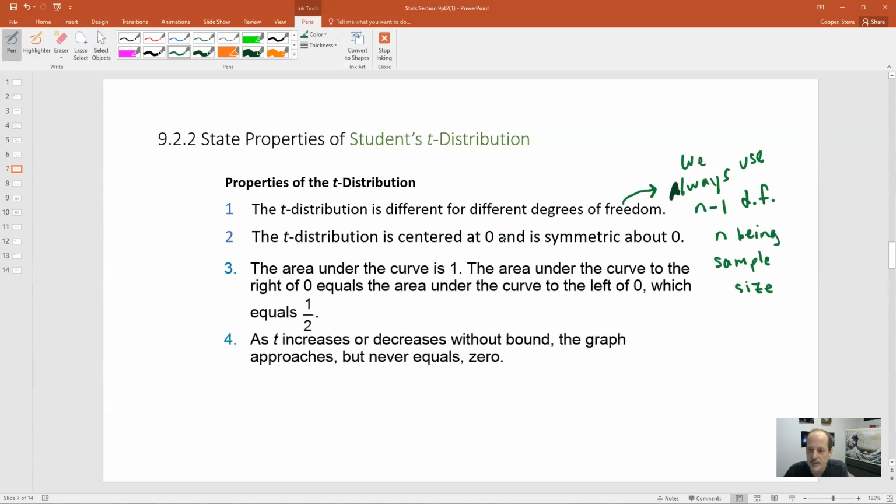Again, the t-distribution is centered at 0, and it's symmetric about 0. That's just like the standard normal, z. The area under the curve is 1, just like standard normal. The area under the curve to the right of 0 is half, and the area to the left of 0 is half. So appearances are just like a standard normal. The last part is just saying that the x-axis is an asymptote, just like it is for standard normal. The difference is that you get different values for different degrees of freedom, and that in general, there's more dispersion.